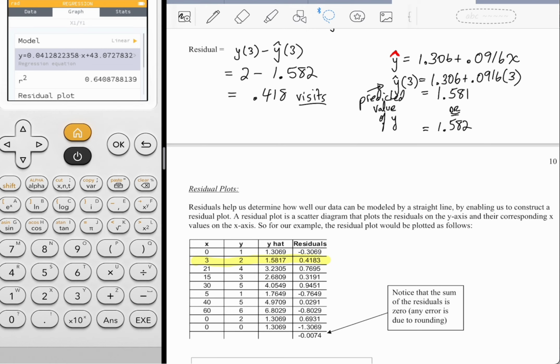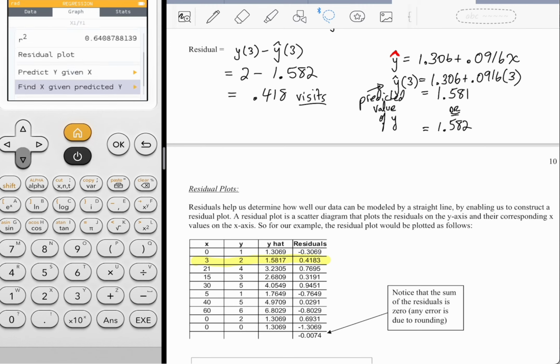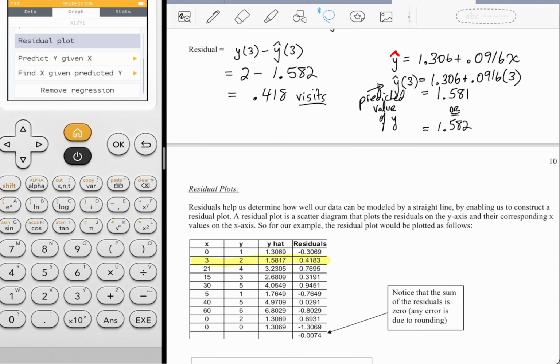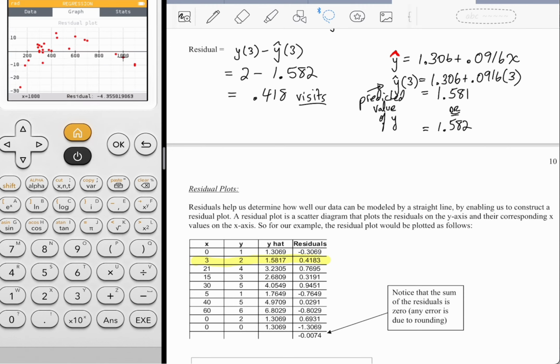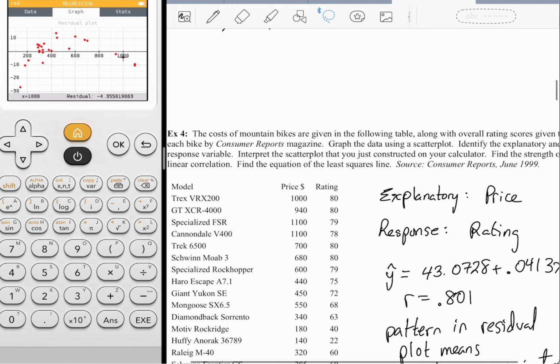All right, so you go on down the line. You don't even have to look too far to see it. Residual plot. Then you have your prediction stuff. You could also remove the regression if you want. That has value too. But hit OK on residual plot, and it brings up a plot of the residual values. Again, this is referencing this data set here, the cost of mountain bikes.